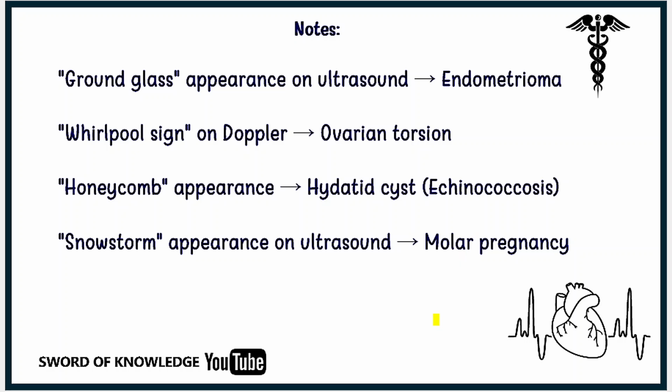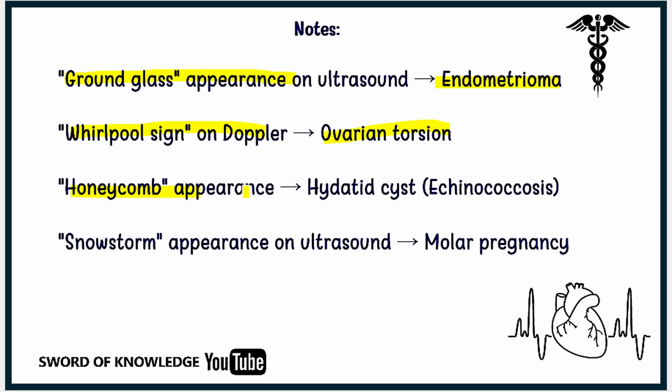And lastly, let's discuss some important key points that will help you in the future. If we see a ground glass appearance on the ultrasound, that is endometriosis. Also, the chocolate cyst is related to endometriosis. Whirlpool sign on the Doppler is an indication of ovarian torsion, as I already told you, with decreased blood supply to the ovaries and large ovaries that we can see. And with Whirlpool sign on Doppler, there's ovarian torsion.